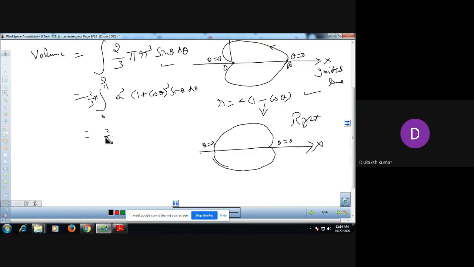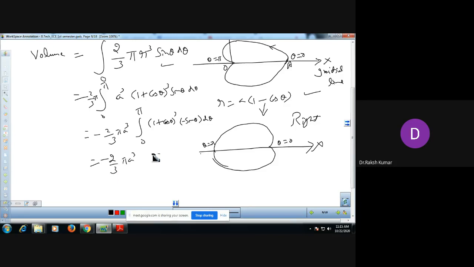A cube is also constant. So 2 by 3 pi a cube. Now this can be written as 1 plus cos of theta raised to power 3 into sine of theta d theta. And you know that the derivative of cos is minus sine. So adjust this negative sign here by taking an extra negative sign, so that we can find out its integration.